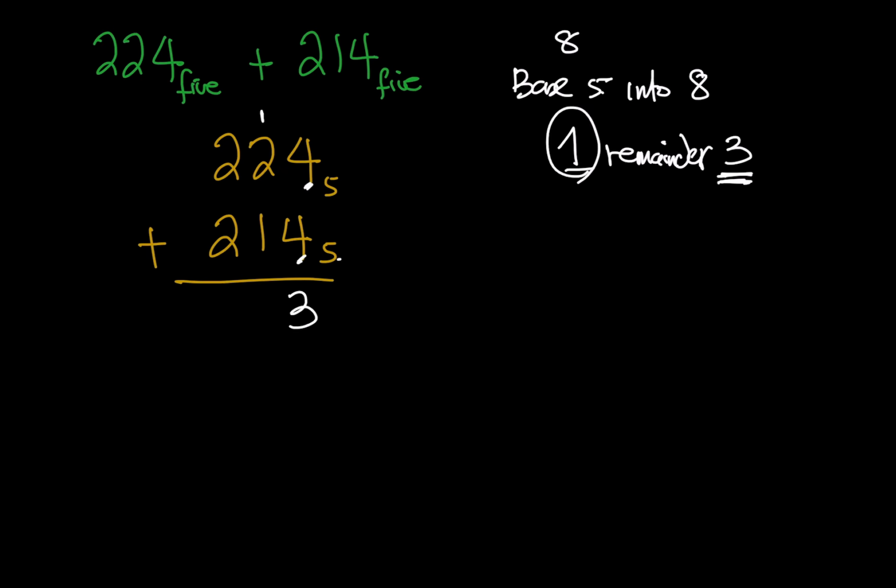Now we're going to have 1 plus the 2, which is 3, plus this 1 is 4. And we can write it, because 4 is less than base 5. So 4 is going to be here. And then this 2 plus this 2 gives us 4, and that 4 we also write here. All of that is still in base 5, and we are good.